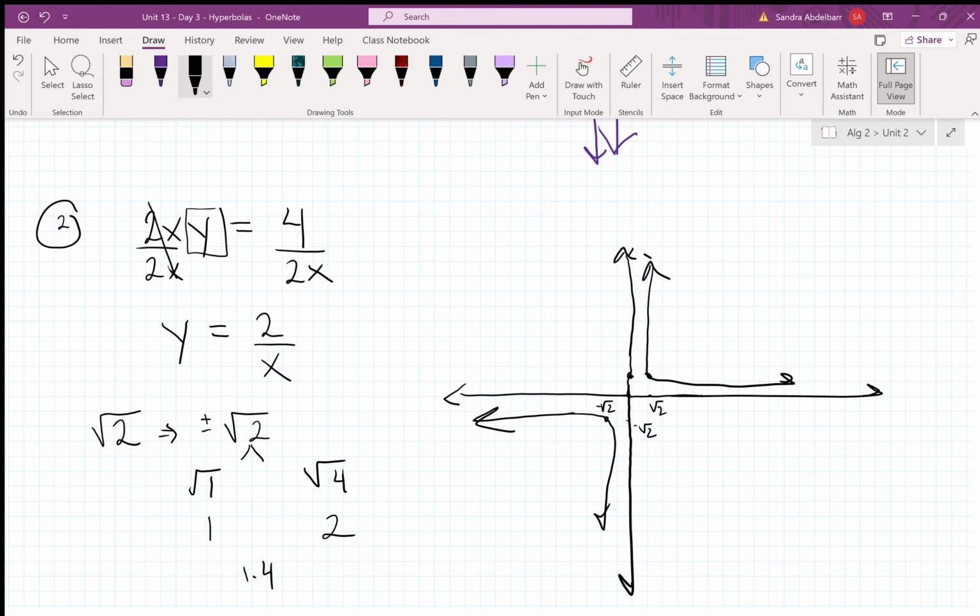All right, are we ready to shift? Are we ready to shift the asymptote? Ready to shift it? It's not so bad. Okay.